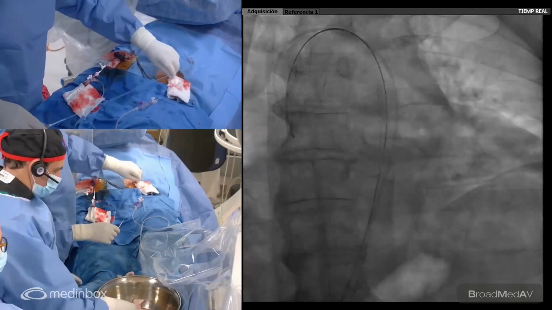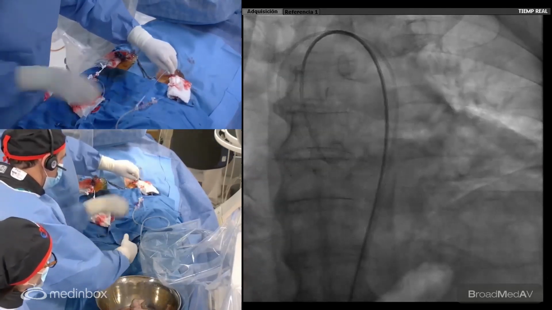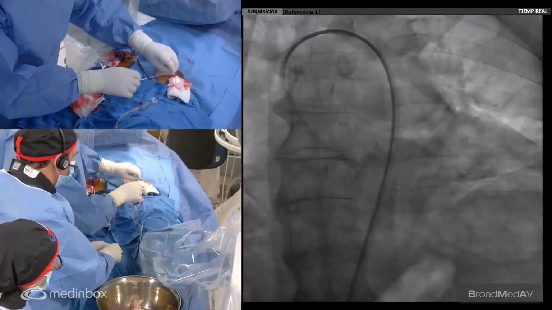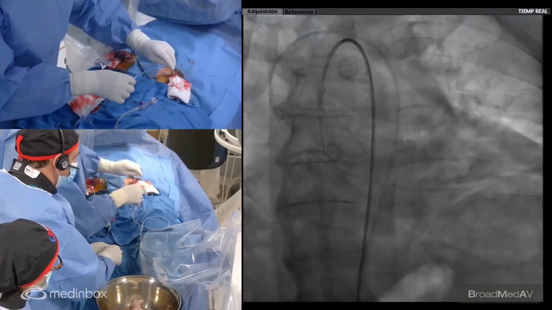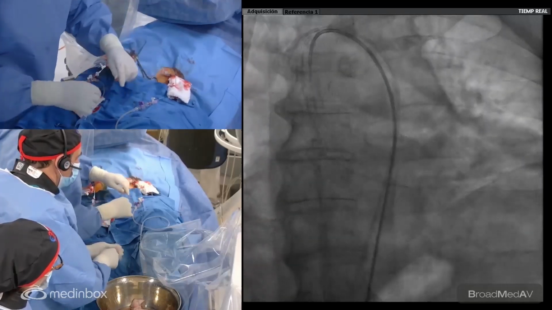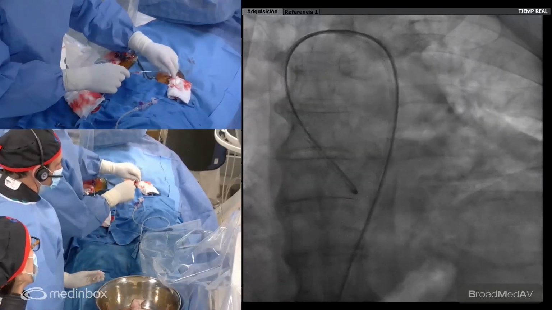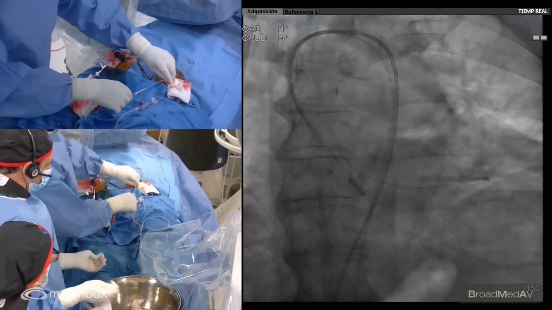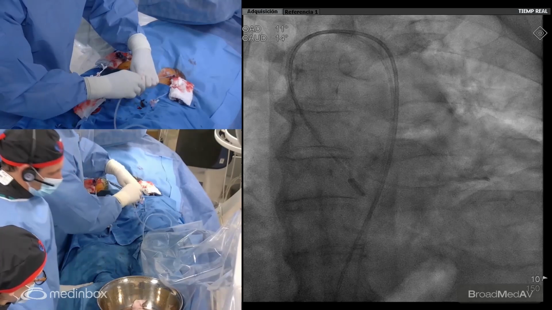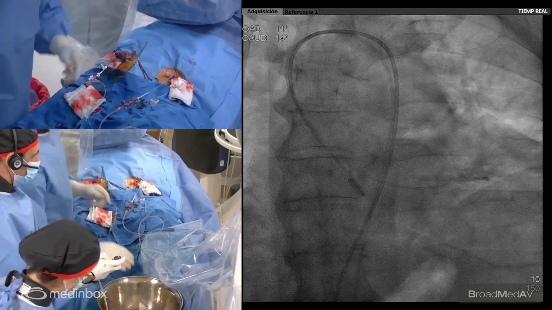But here, something that is very easy for the audience to realize is the angulation of the aortic annulus. The annulus is almost vertical. So I'm not going to the non-coronary cusp. Now, exactly in contact with the deepest part of the sinus.